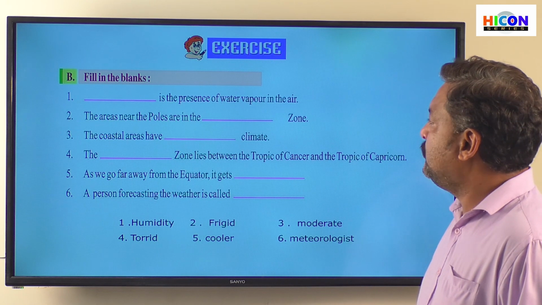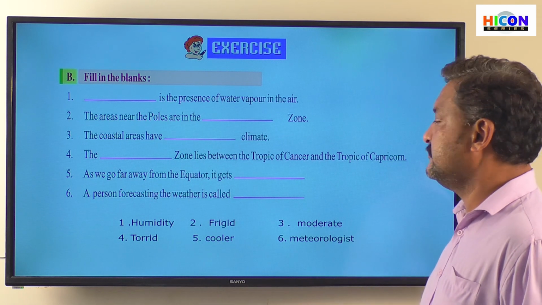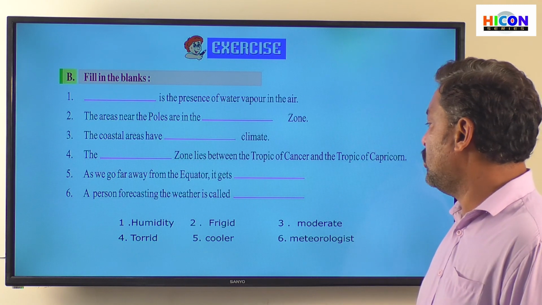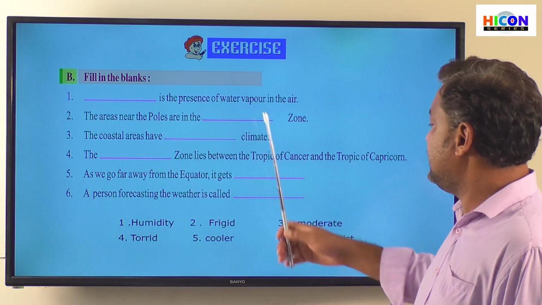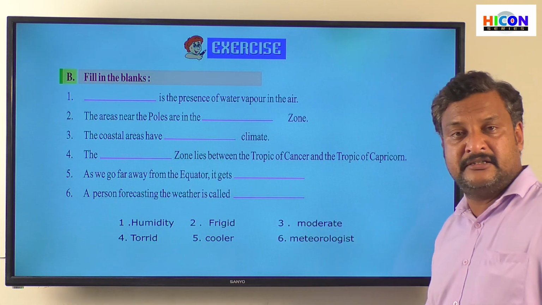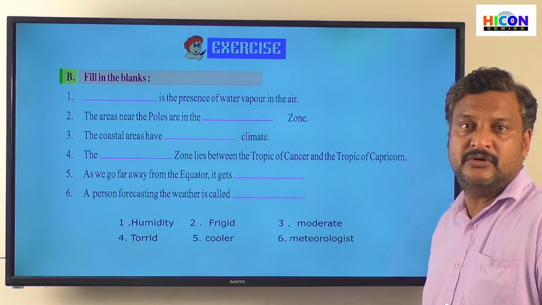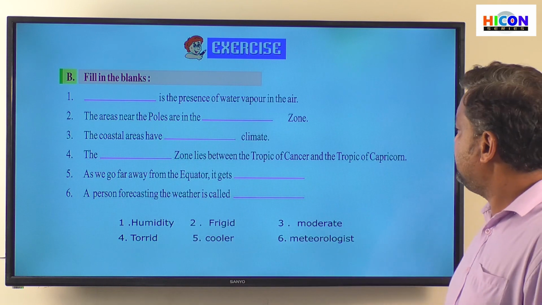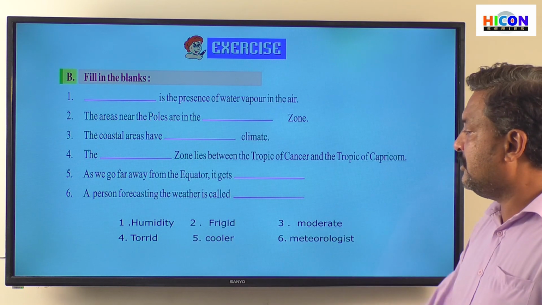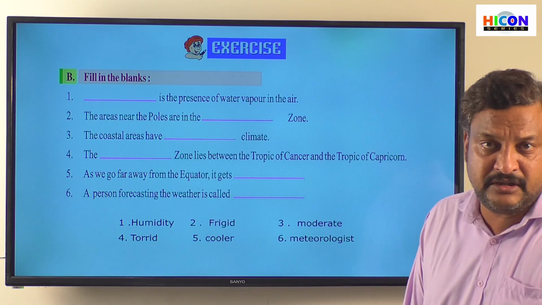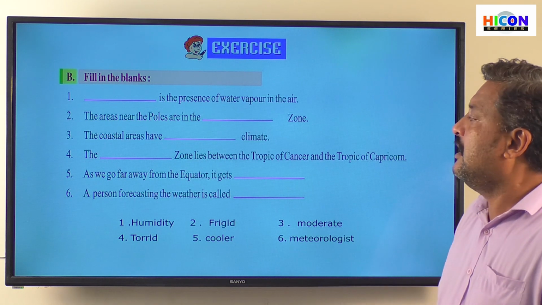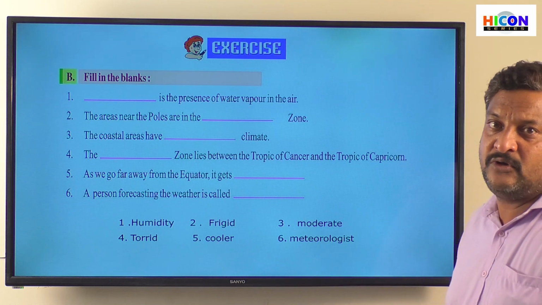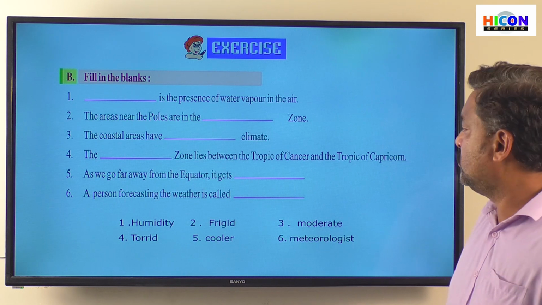The areas near the poles are in a frigid zone, the most cold zone. The coastal areas have a moderate climate, neither too cold nor too hot. So it's a moderate zone. The zone that lies between the Tropic of Cancer and the Tropic of Capricorn is a torrid zone, the extreme hot zone on the Earth's surface. As we go far away from the equator, it gets cooler.